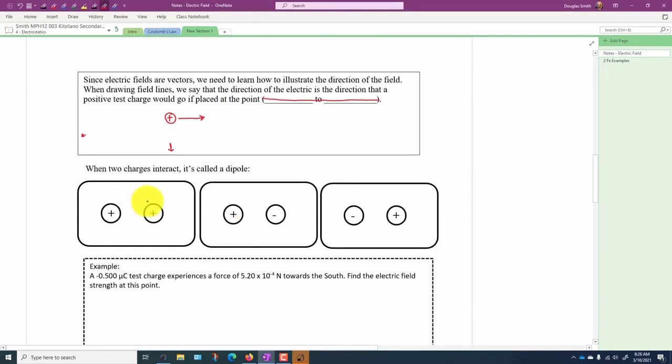When two charges interact, we get what's called a dipole. From this charge, the field is going to the right. From this charge, it's going to the left. And what we get is something that looks like this, because field lines never cross. That's an important thing to know. You're going to see in all my drawings here that I never show field lines crossing.